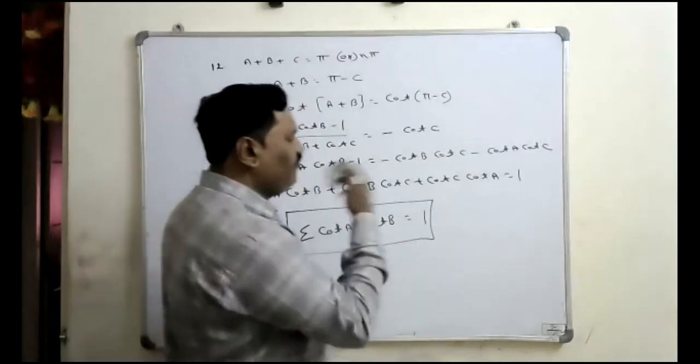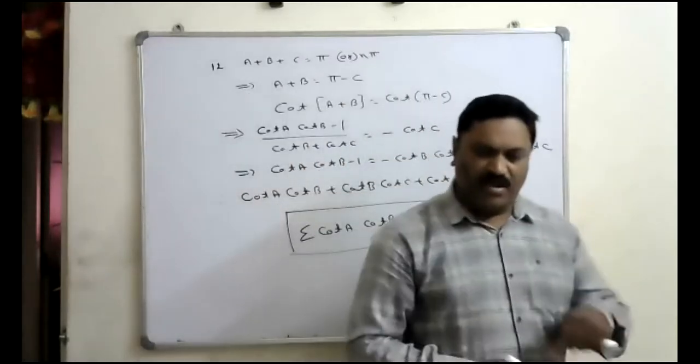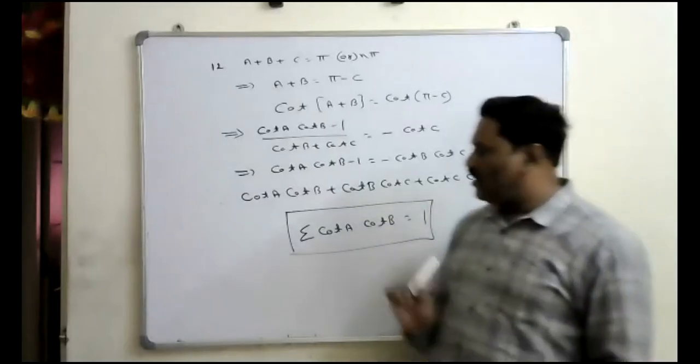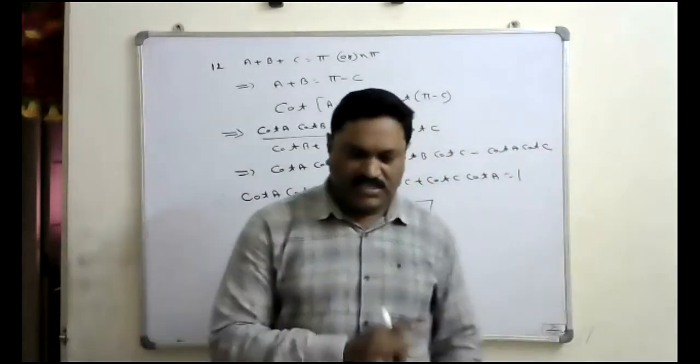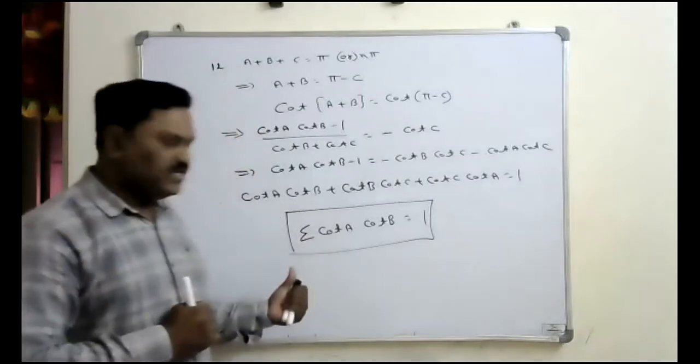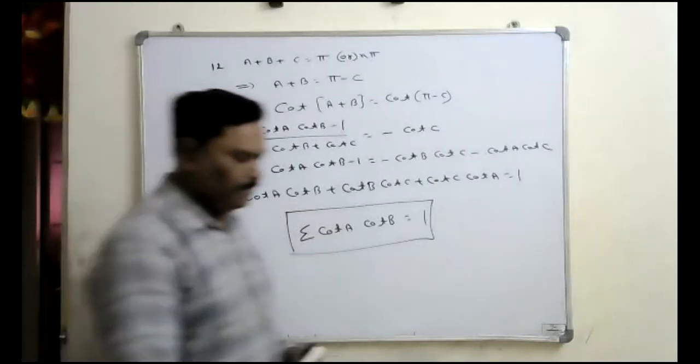So if A plus B plus C is equal to pi or n pi, then sigma cot A cot B is equal to 1. And the result in terms of tan is sigma tan A is equal to pi tan A. That is the result in terms of tan, and this is the result in terms of cot. Right?